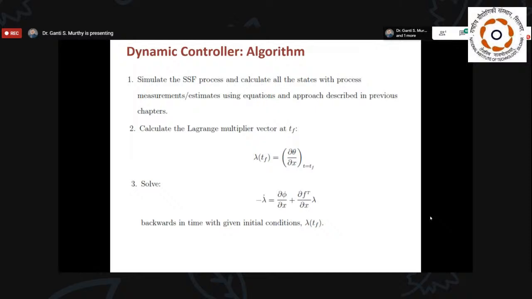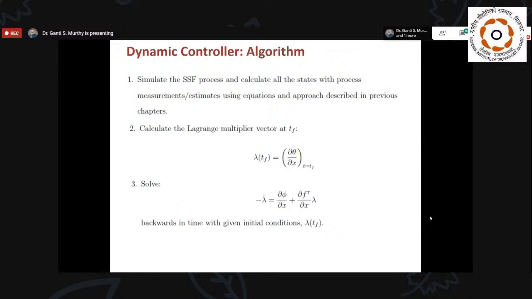How do we actually do this, right? We have our process model, the SSF model. So we simulate it first with some kind of initial conditions that we know and some kind of assumed control. And then we calculate all the states with the process measurements or estimates that we have, using the equations, basically using what we described earlier. Then we have all the states from T0 to TF.